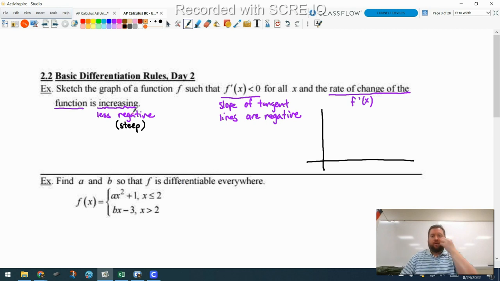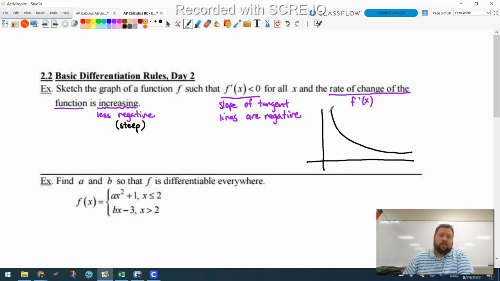All right, so if the slopes are increasing from a negative perspective, they're getting less and less steep. Okay, if you're positive slopes and you're getting increasing, then those are getting more steep. Okay, so it really depends on what the sign is to start with. Okay, so this could be an example of a function like that.